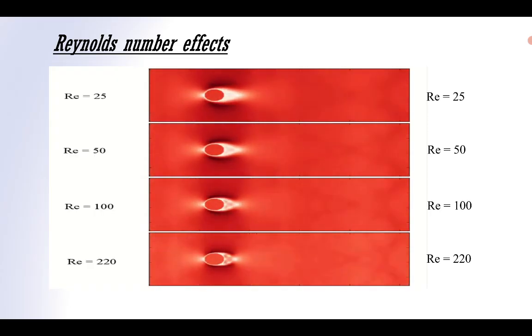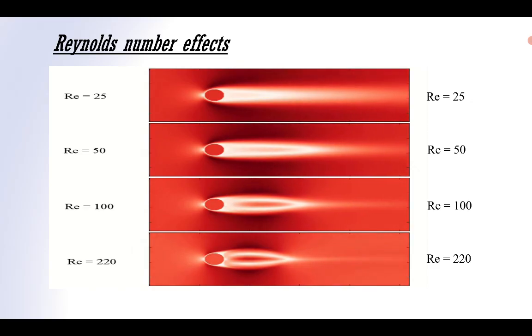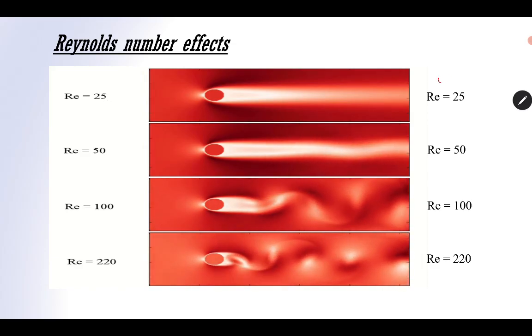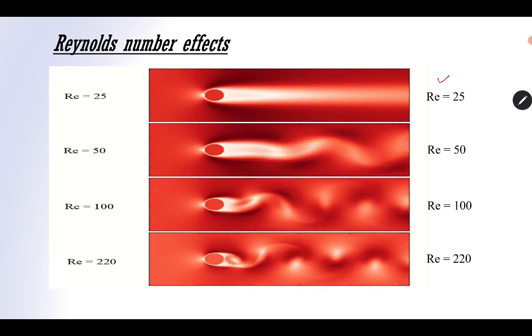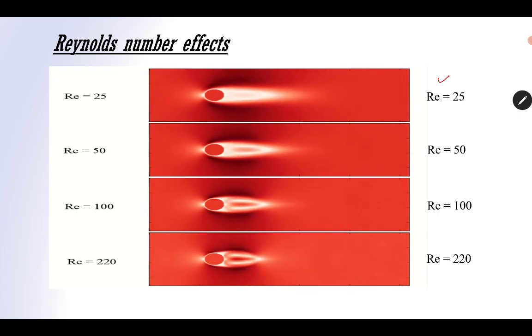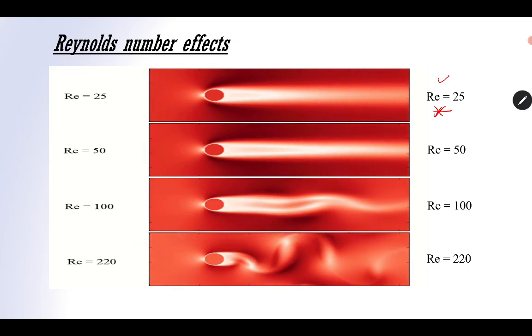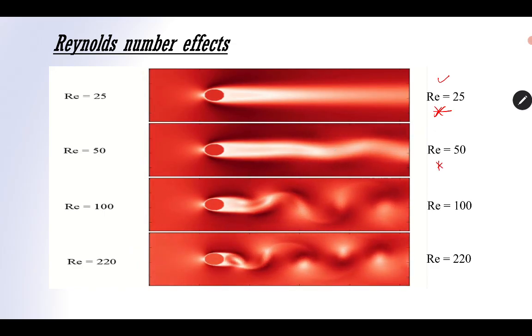This is an example of a simulation of the flow with different Reynolds numbers. We can see that the first one has a Reynolds number of 25. For this case, the flow does not have any vortex. For 50, we still have only a little bit at the end.